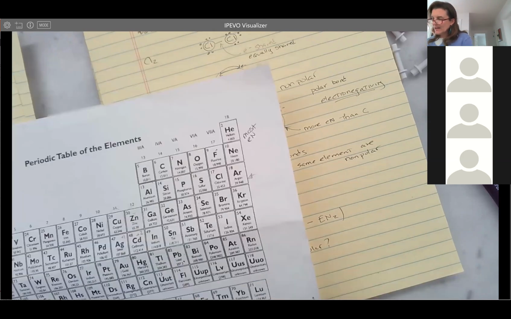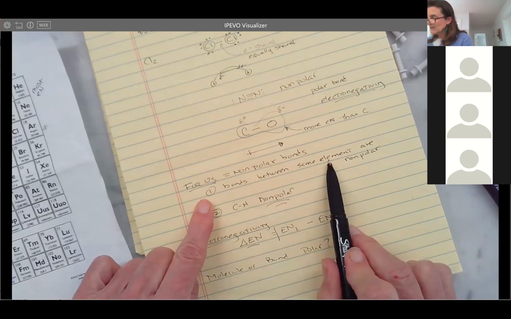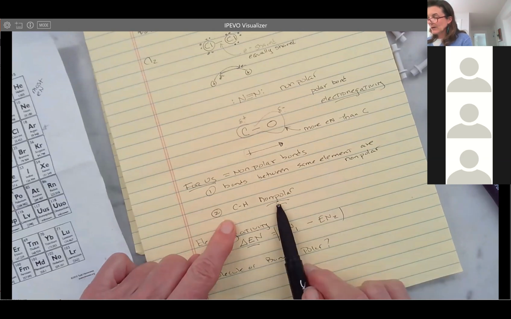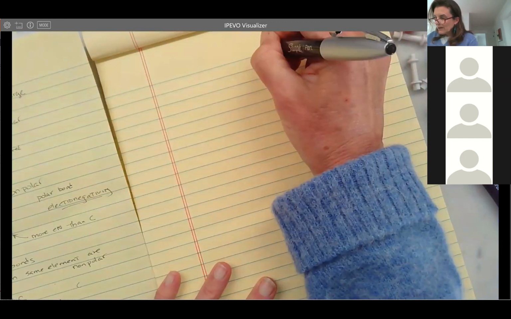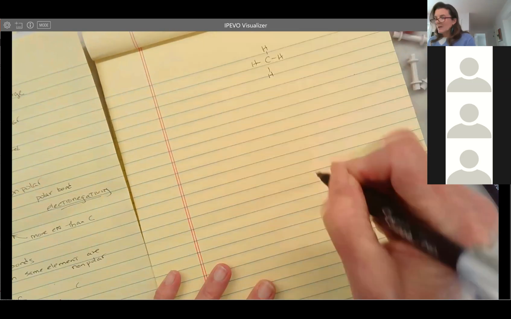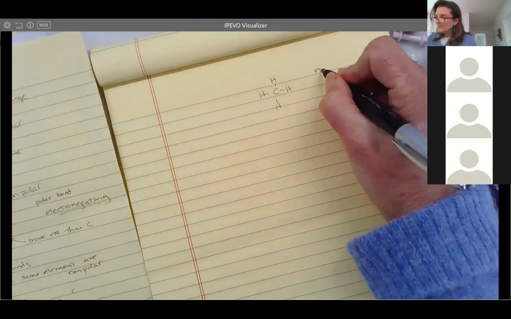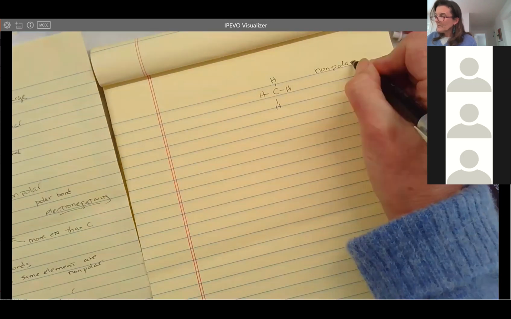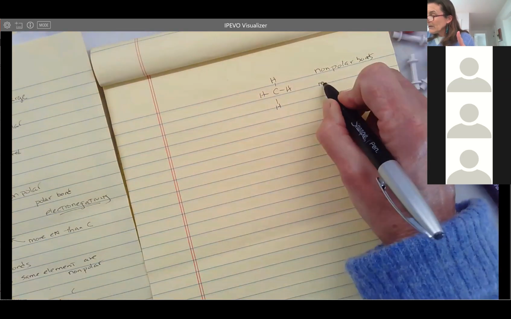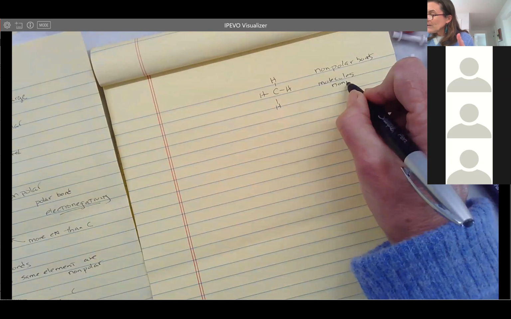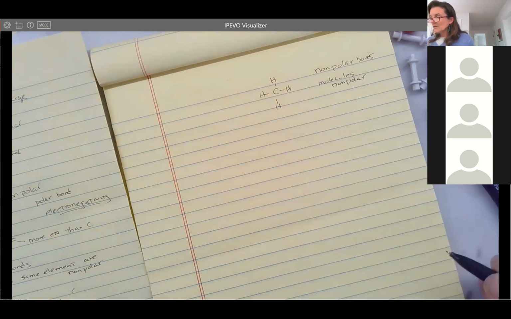What I would say is anytime you have a bond between two atoms of the same element, it's nonpolar. And whenever you have a C-H bond, it's nonpolar. Everything else, there's some amount of polarity. So methane would be nonpolar? Yes. Methane, CH4, has only nonpolar bonds. So this molecule is nonpolar. If there are no polar bonds in a molecule, the molecule is nonpolar.